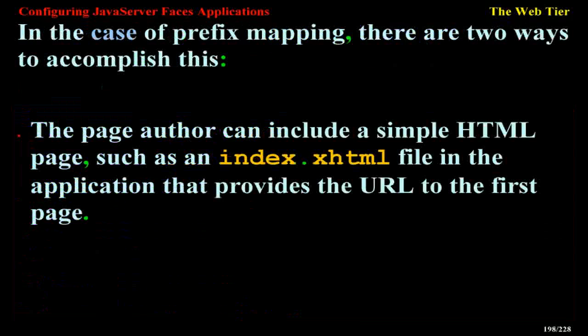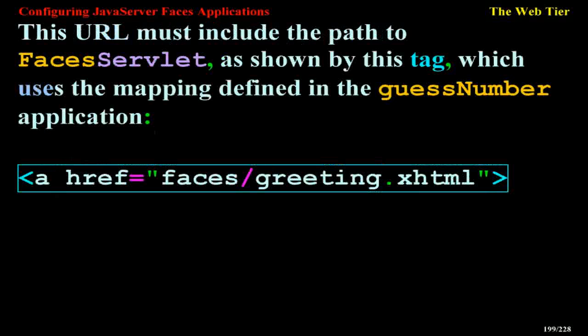In the case of prefix mapping, there are two ways to accomplish this. The page author can include a simple HTML page, such as an index.xhtml file, in the application that provides the URL to the first page. This URL must include the path to FacesServlet, as shown by this tag, which uses the mapping defined in the guessnumber application: a href equals /faces/greeting.xhtml.